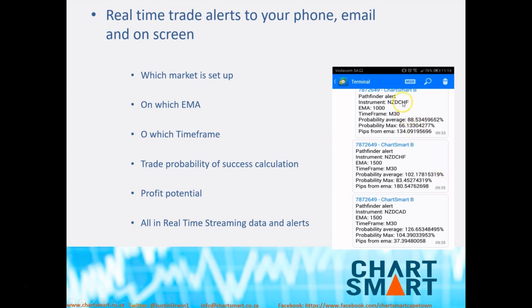You can see here's an alert coming through in the New Zealand dollar Swiss franc. It's the 1,000 period moving average. It's the 30-minute chart. We're getting our probability of success percentages coming through here, as well as the number of pips on offer. But you can see the time. This is coming through at 9:33 a.m. and we're getting a New Zealand dollar CAD on a different setup coming through only 2 minutes later. This is live data, streaming data, and it's coming through to your phone. You don't have to sit staring at the charts all day.